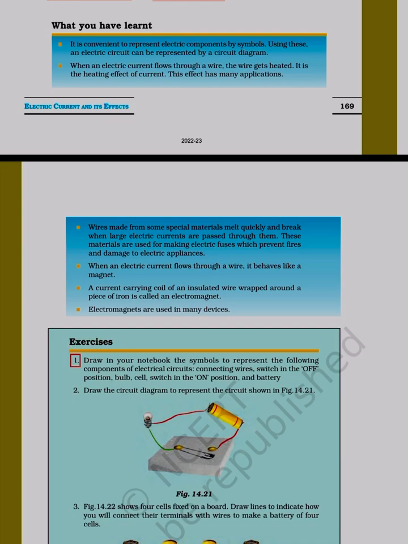Exercises. 1. Draw in your notebook the symbols to represent the following components of electrical circuits: connecting wires, switch in the off position, bulb, cell, switch in the on position, and battery.